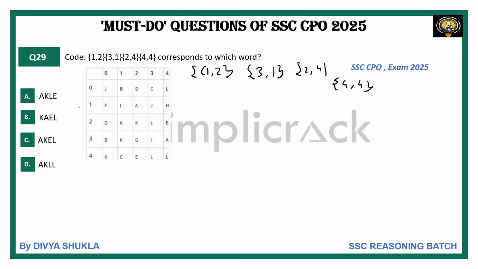So 1 comma 2, that means 1 is present here, 2 is present here. Always understand, whatever number is given to you first is in this one, and the second number is this one. So 1 comma 2, that means it is corresponding to A. 3 1 means 3 present here, 1 present here, that is K. 2 4, 2 is present here, 4 is present here, that is E. And 4 comma 4 is L. So A K E L. Option C is the correct answer for this question.